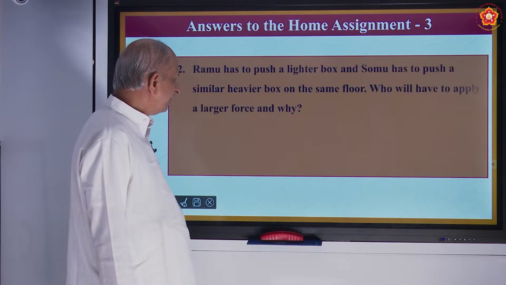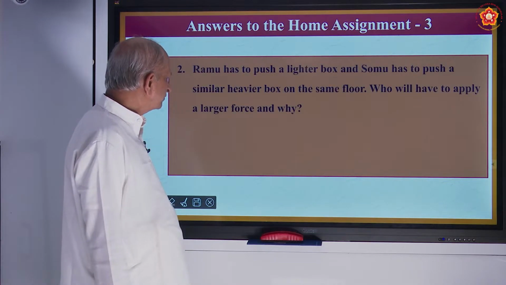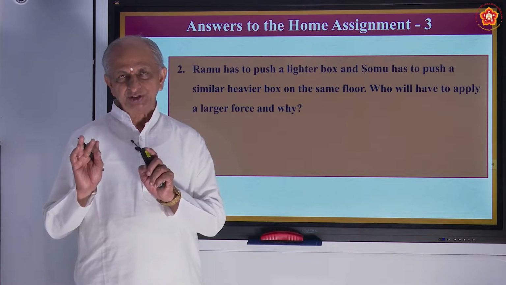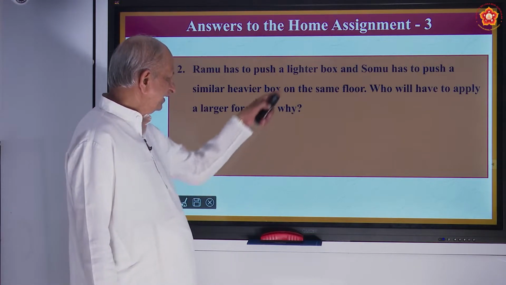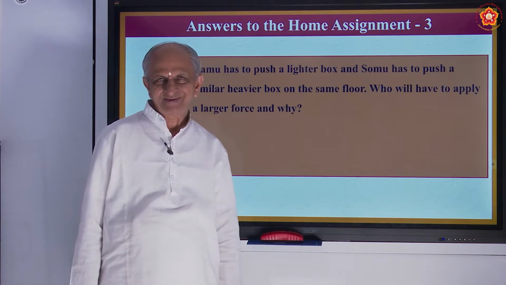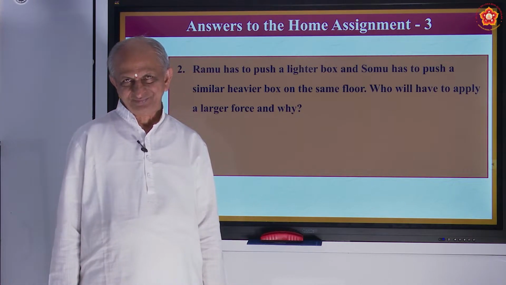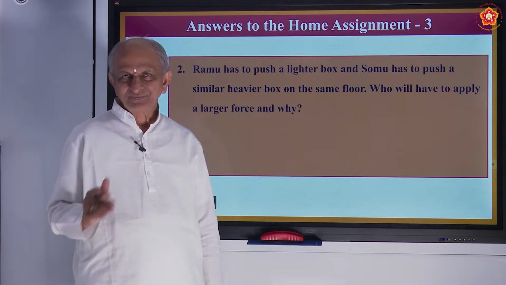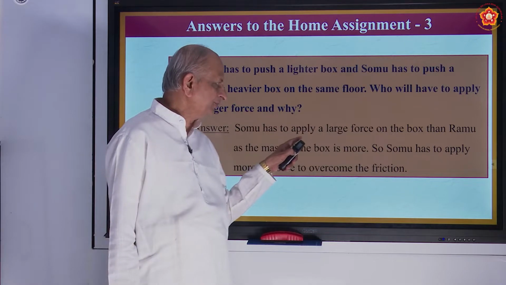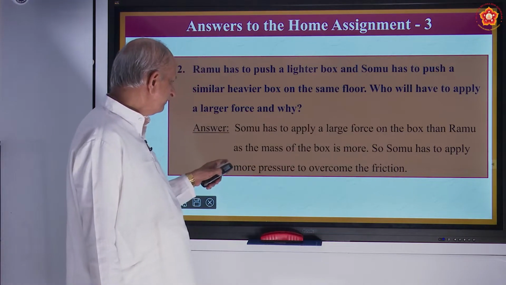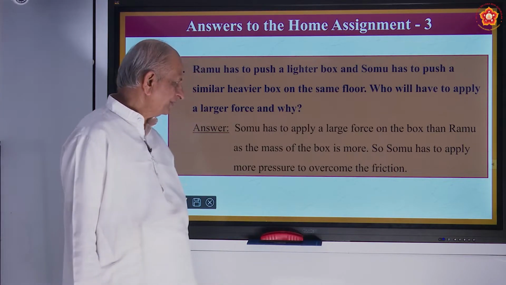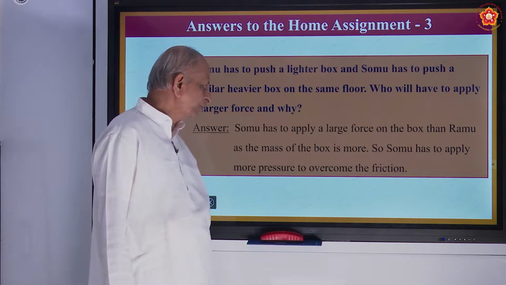And next question, Ramu has to push a lighter box and Somu has to push a similar heavier box on the same floor. So there is a question of pushing the box. One is lighter, another is heavier. Who will have to apply larger force and why? Are you understanding the question? Okay. So the answer is, Somu has to apply a larger force on the box than Ramu because the mass of the box is more. So Somu has to apply more force to overcome the friction.